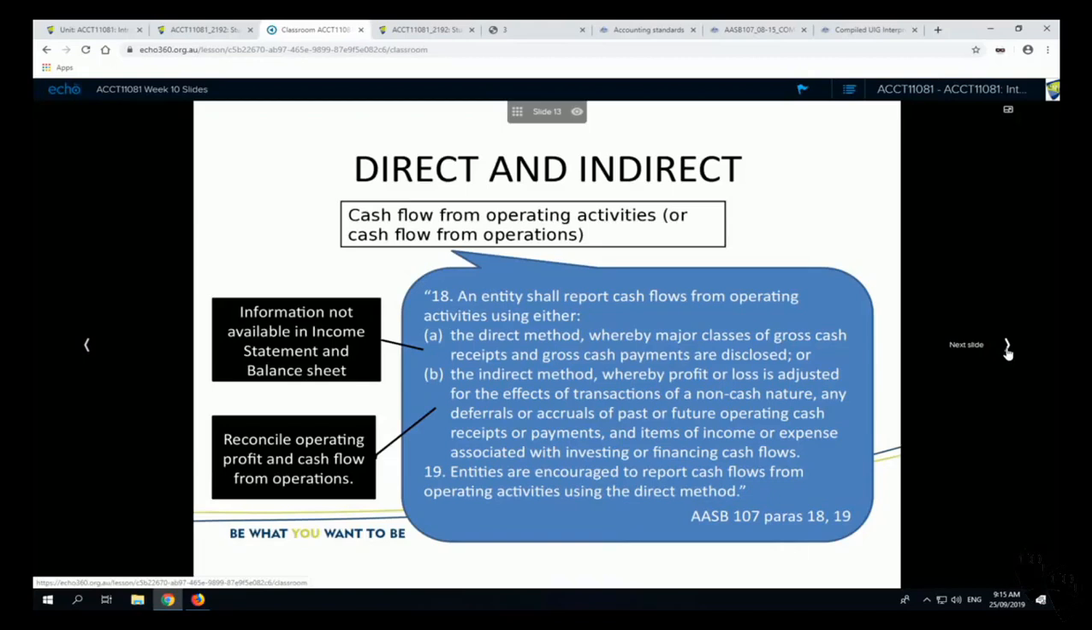And when we do, you'll see that the direct method provides information that is not available in the income statement and balance sheet, namely major areas of cash receipts and payments in the year. And the indirect method reconciles the operating profit and cash flows from operating activities by adjusting profit in the income statement for the non-cash items and accruals. So we will learn to calculate both of those methods today. So we'll learn to calculate cash flow from operating activity.